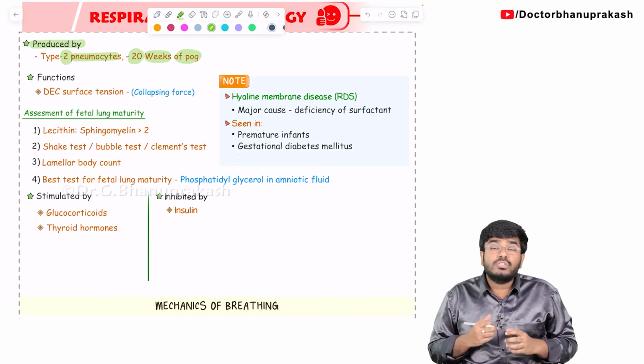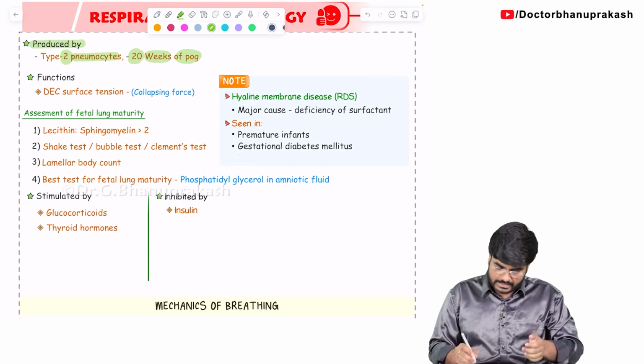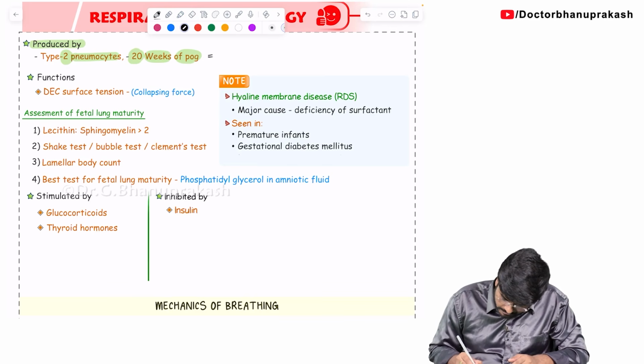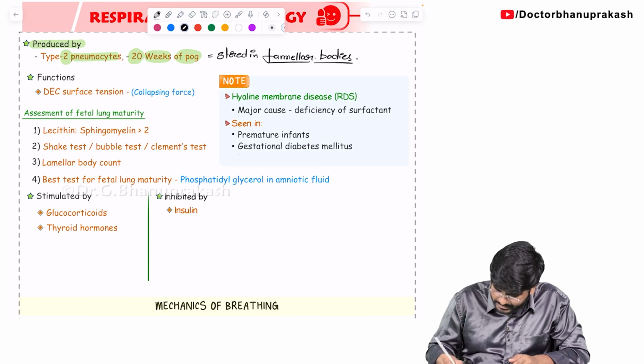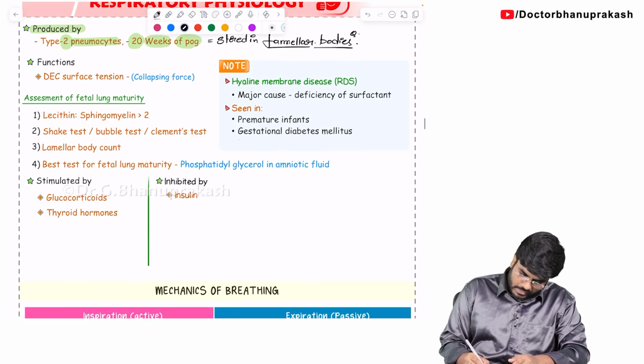But where is surfactant stored? It is stored in special vesicles called lamellar bodies. So surfactant is stored in lamellar bodies. That's the MCQ. Next up, what is the function of the surfactant?